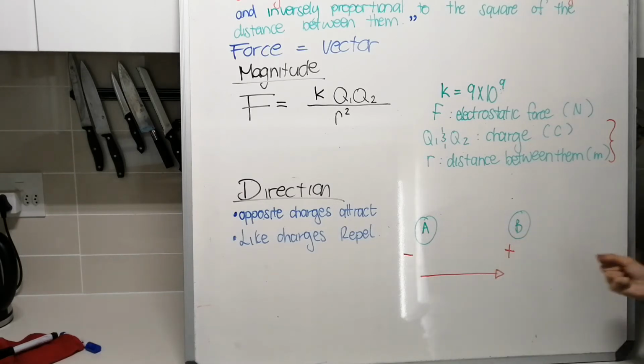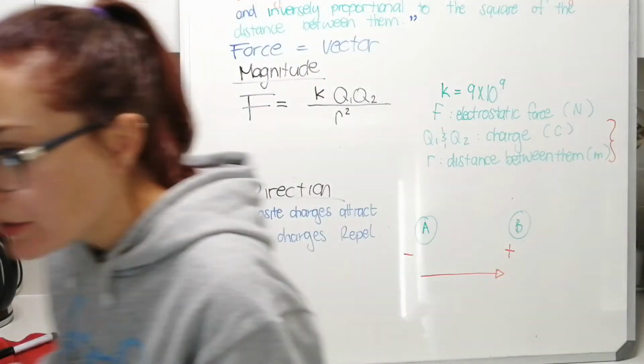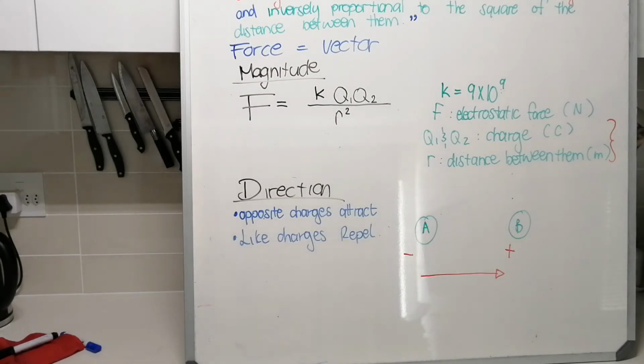Would it want to go towards B or away from B? Is it attractive or is it repulsive? Also, just a little note. I don't know if I've included it here, I have included it in your notes.